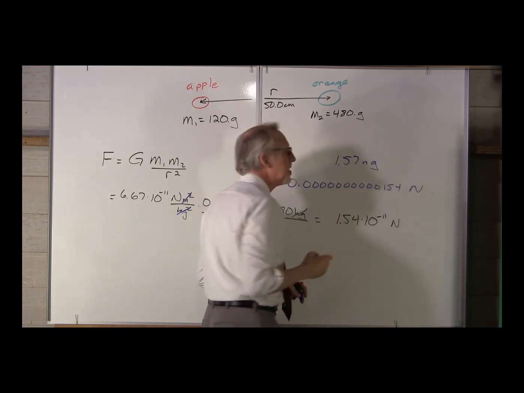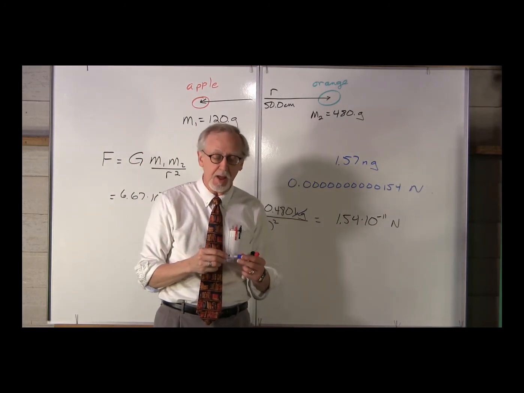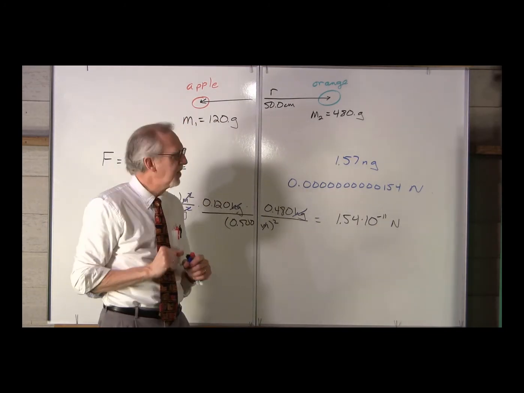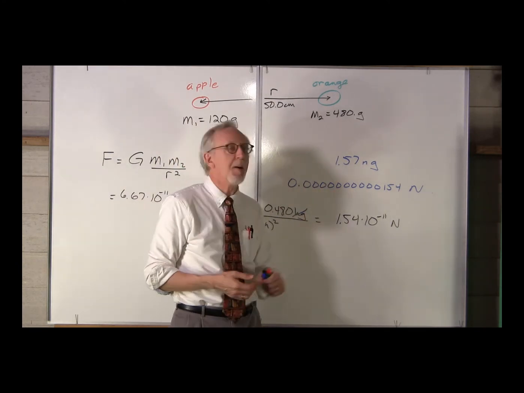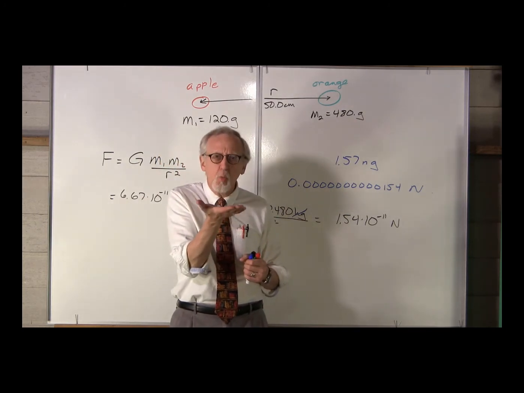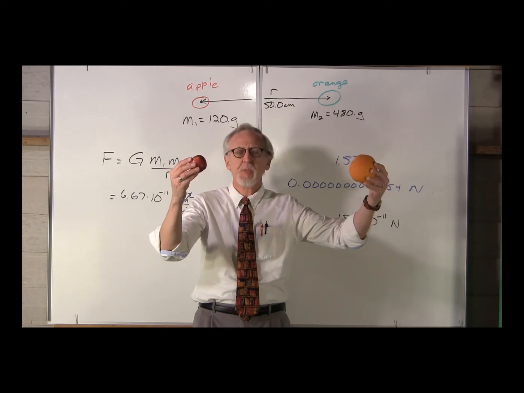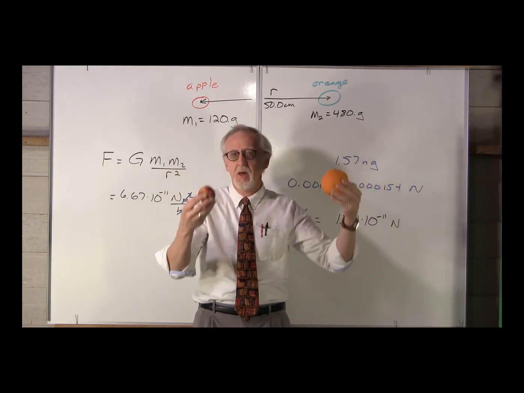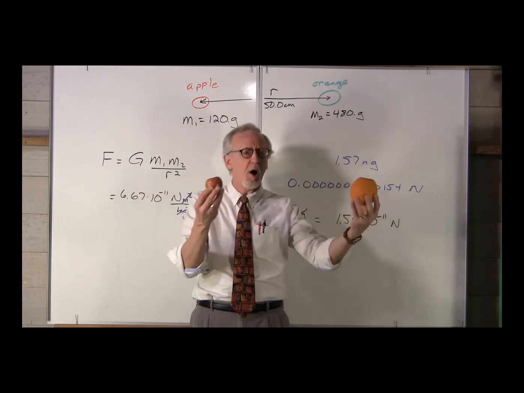1.57 nanograms. In other words, billionths of a gram. A gram is about, say, the mass of a paper clip or so. Well, take a billionth of a piece of a paper clip, that would be the weight. The weight of that thing is the actual force of attraction between these two things. What does that mean? That means it's a very, very small force.